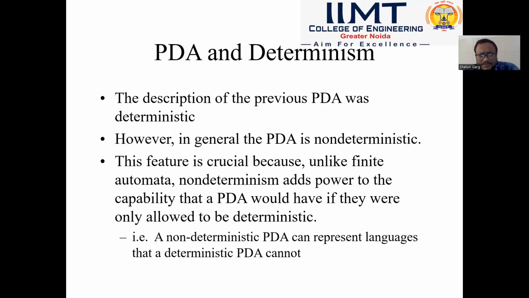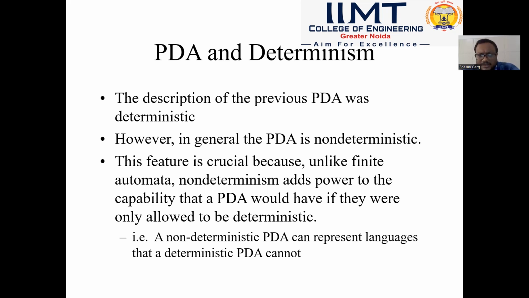PDA and determinism. The description of the previous PDA was deterministic. However, in general, the PDA is non-deterministic. This feature is crucial because, unlike finite automata, non-determinism adds power to the capability that a PDA would have if they were not allowed to be non-deterministic. That is, a non-deterministic PDA can represent languages that a deterministic PDA cannot.